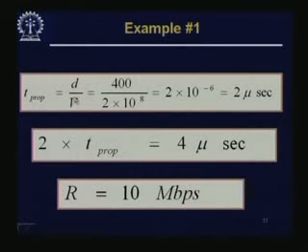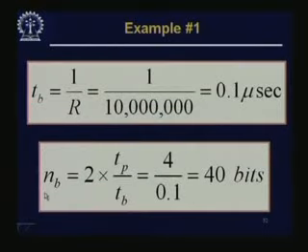So t_prop would be the distance divided by v, the velocity. Velocity is 2 x 10^8 and distance is 400 meters, which makes it 2 x 10^-6 second, or 2 microseconds. So twice t_prop, for the signal to travel all these 400 meters and come back, is 4 microseconds. For all these 4 microseconds the transmitting station must go on transmitting, and the transmitting station is pumping data at the rate of R equal to 10 Mbps. So a bit time, the time to transmit one bit, is 1/R, which is 1/(10 x 10^6), which is 10^-7, or 0.1 microsecond.